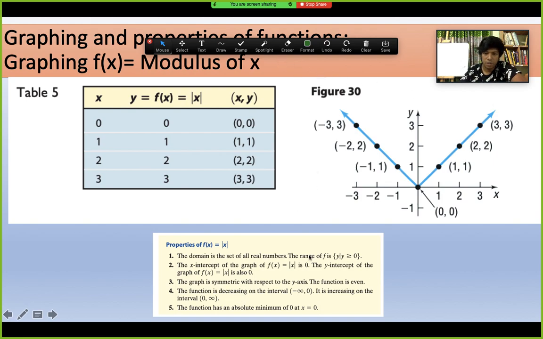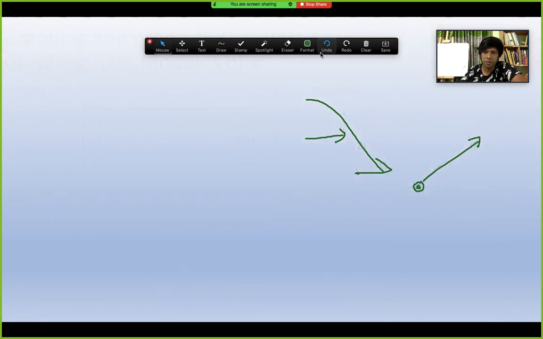Now here you will see the graph is decreasing from minus infinity to 0, and from this point it starts increasing. The function has an absolute minimum at 0. Yes, we can see the minimum point, the lowest point in this graph, and that is at 0.